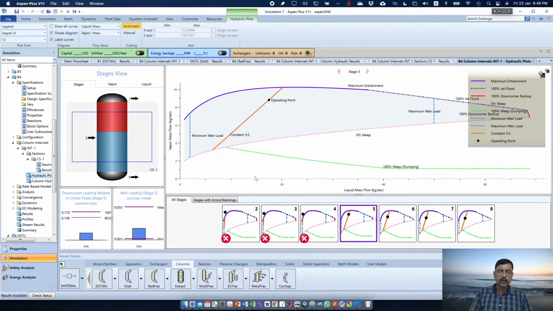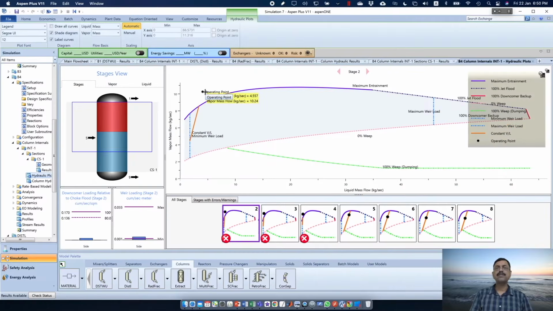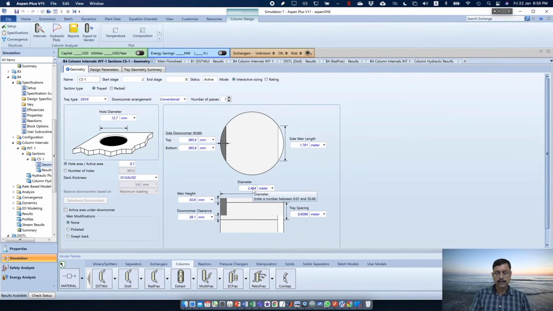So we will go and check what the problem is. The problem is in this tray, say number 2: the operating point is over the maximum entrainment. So there is a condition of flooding over there. So we have to reduce the flooding. The best way of reducing the flooding is to increase the diameter, right? So let us increase the diameter of the column. Go back to geometry. Here we have the diameter. Let us use 3 meter and see what happens. Let us run the simulation once again with this diameter.